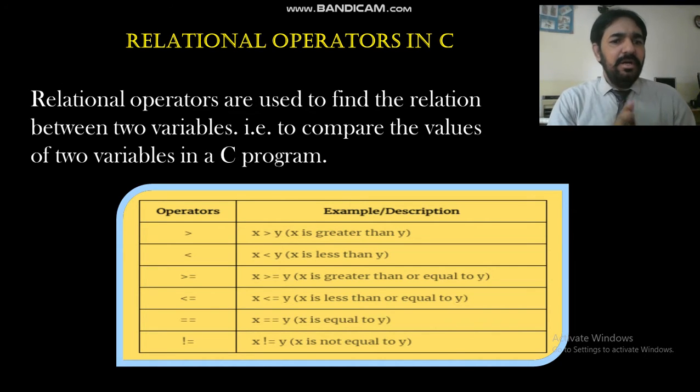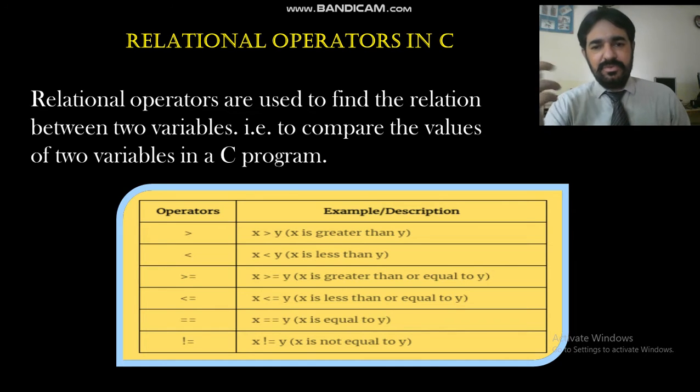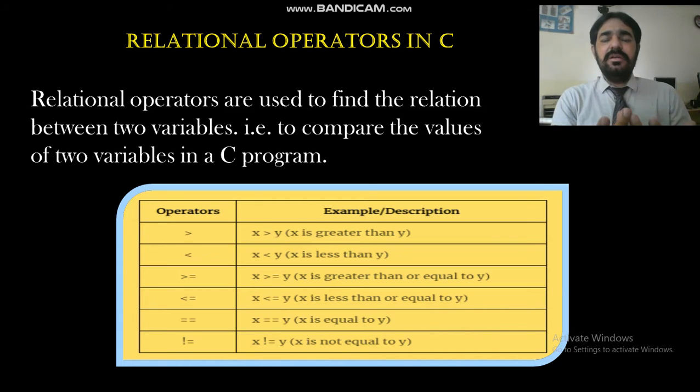Similar relational operators we also use in our C language. Relational operators are used to find the relation between two variables, that is, to compare the values of two variables in a C program. It can be a combination of two values or two events, or anything. We compare, we make a relation. What is the relation between these two things? Either it is equal, less than, or greater than.